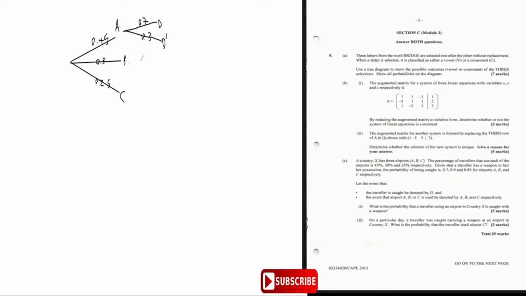Then the chance of you getting caught at airport B with a weapon is 0.9. So pretty much they're telling you once you have a weapon, 90% of the time you get caught. So if you have a weapon, don't go to airport B because you're going to get caught 90% of the time. And that means you're getting banned. You can't leave the country no more. Airport C, there's an 85% chance you get caught.